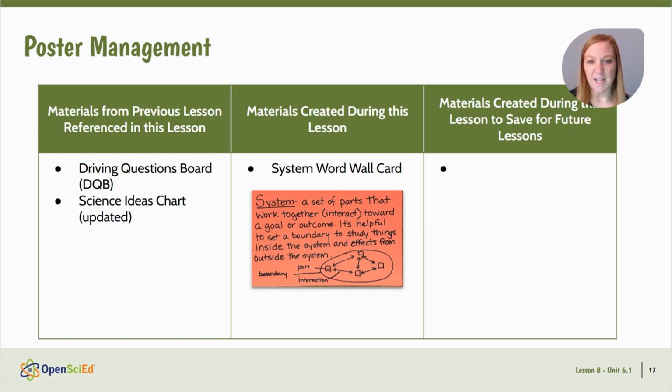Okay, and then poster management wise, we are going to refer back to our driving questions board on day 3 of the lesson. We're going to utilize our science ideas charts. Students probably can also gather some evidence and explanations from the consensus models throughout the unit, their progress trackers, all of that. And then the material that's created during this lesson is just our systems word wall card.